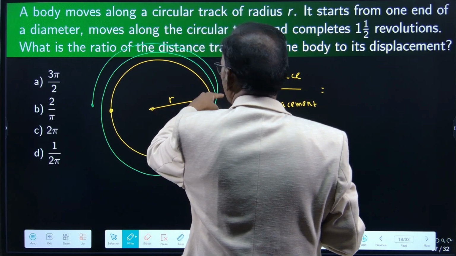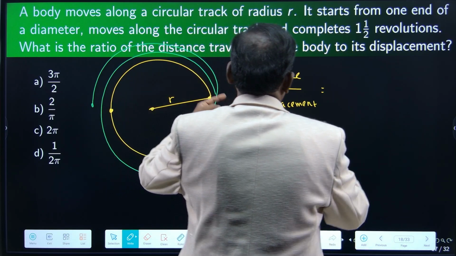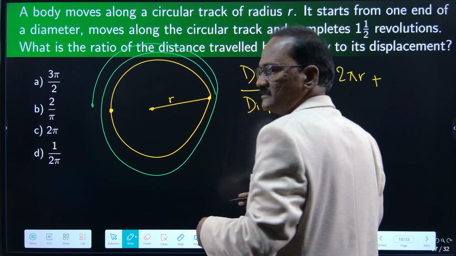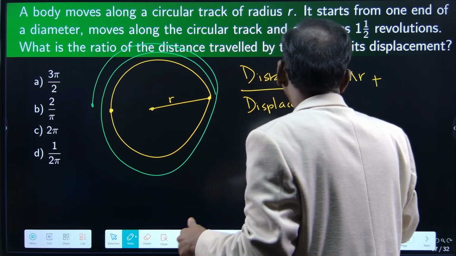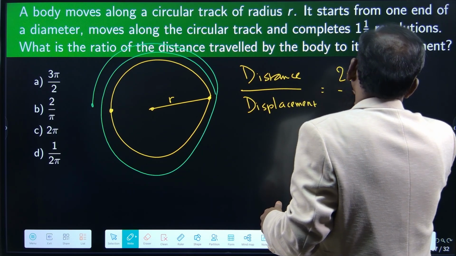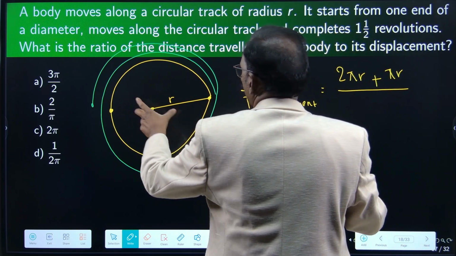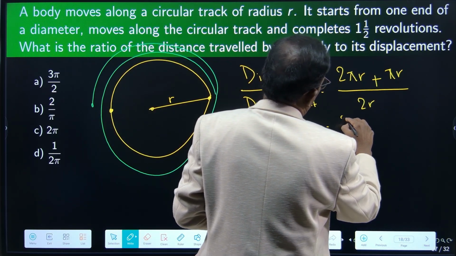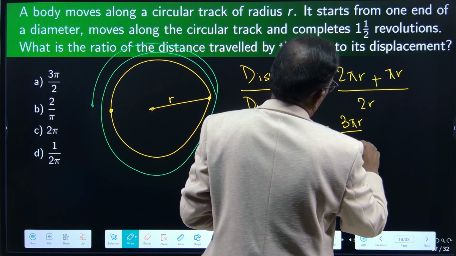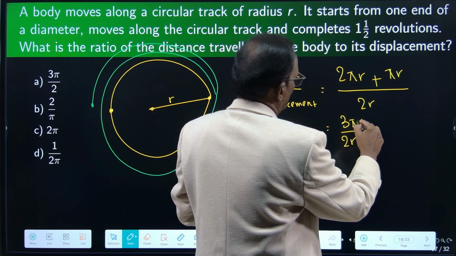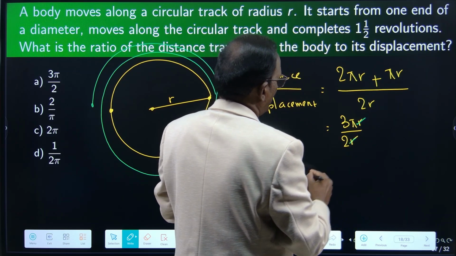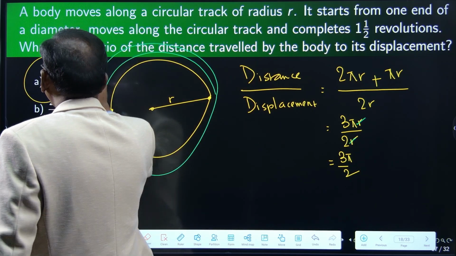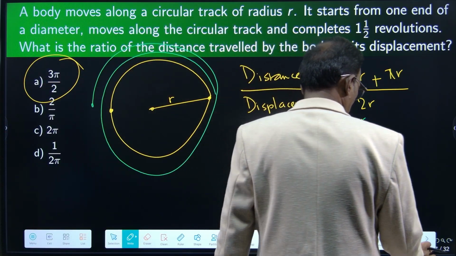Distance: 1 revolution, then half revolution. For the first revolution, 2 pi r, the circumference. Then for the next half revolution, pi r. So the distance is 2 pi r plus pi r, divided by displacement, which is 2r. So this will be 3 pi r divided by 2r. R is removed, so 3 pi by 2 must be the answer. Option A.